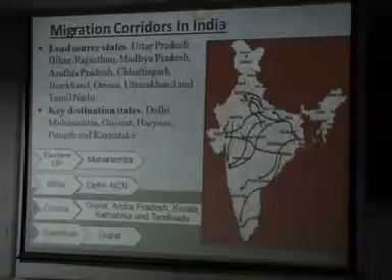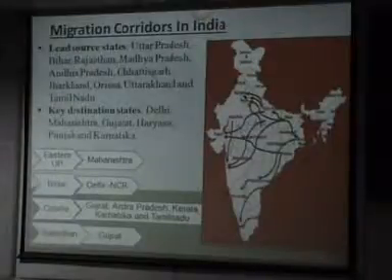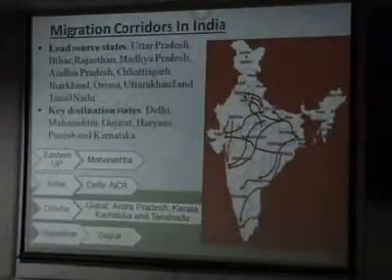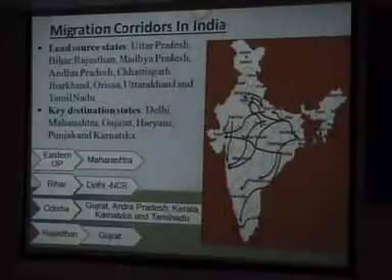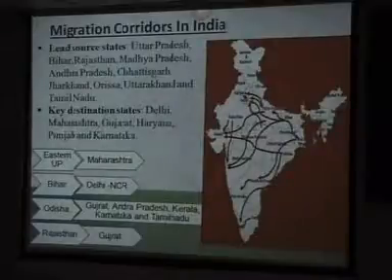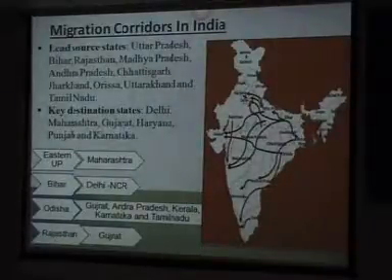There are some migration corridors in India. The source-destination pairs include Eastern UP to Maharashtra, Bihar to Delhi NCR, Odisha to Gujarat, Andhra Pradesh, Kerala, Karnataka and Tamil Nadu, and Rajasthan to Gujarat.